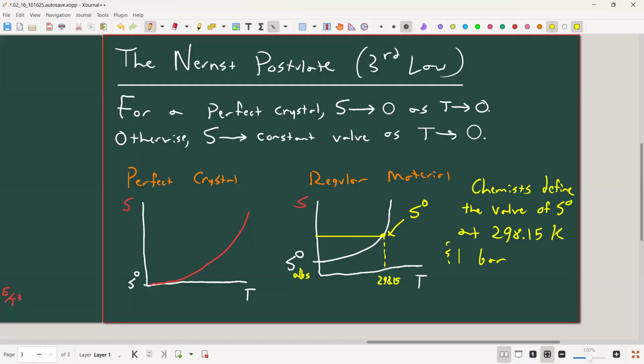So, of course, you may ask, what the hell is a perfect crystal? And in fact, there's not really a real perfect crystal. Let me show you some examples.